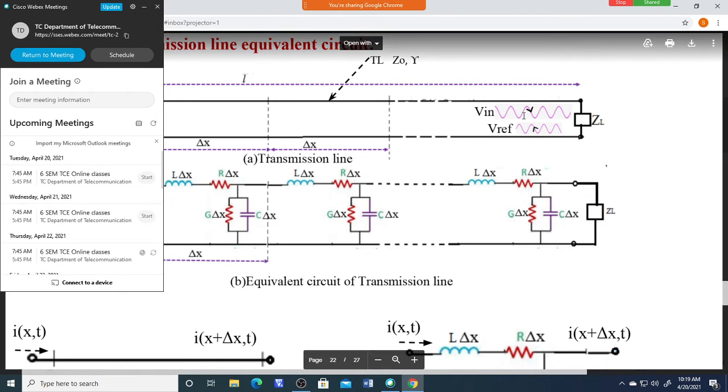The signal traveled and is incident over the ZL. The other side is connected to the load here, ZL, and a part of the wave reflects back like this. That depends upon the value of this ZL. How much reflection is there?